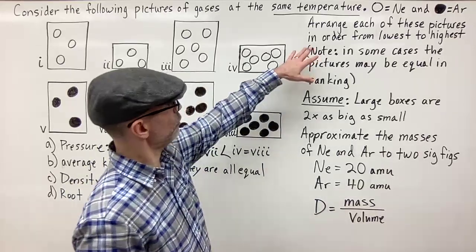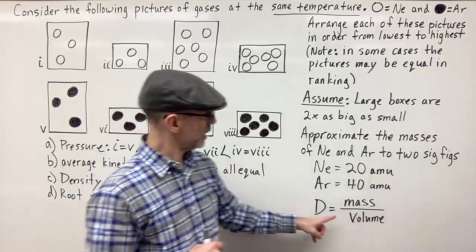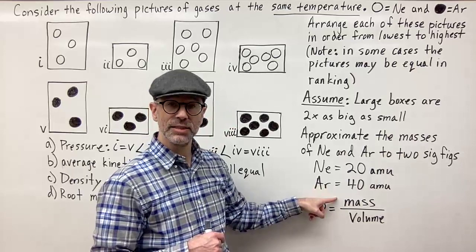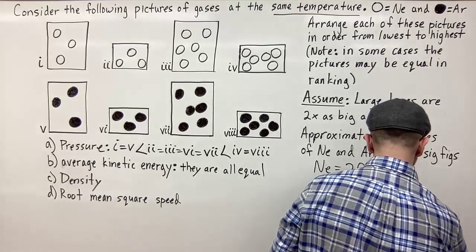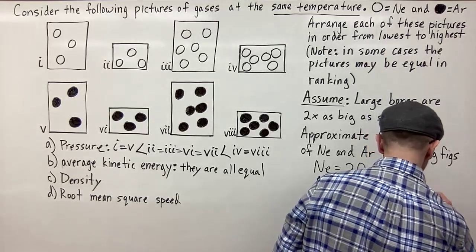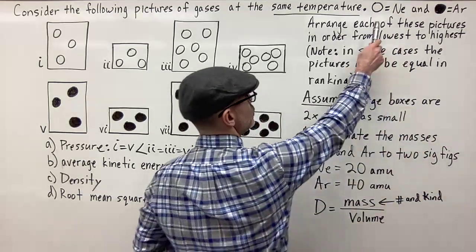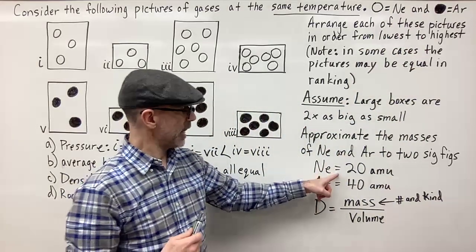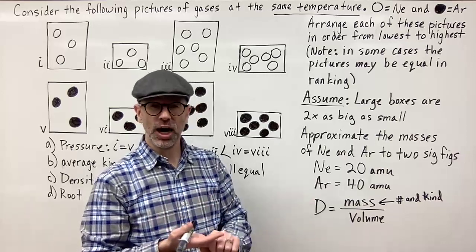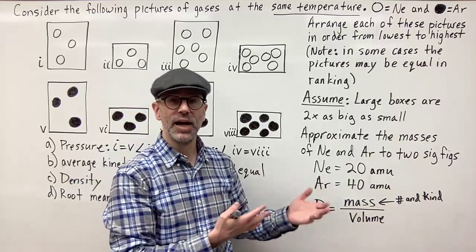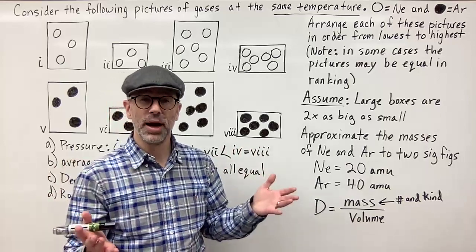So they want us to order from lowest. What's going to have the lowest density? Lowest density is going to be highest volume, least mass. And again, let me specify this. Least mass is going to be related to number and kind. Why number and kind? Because remember, we have 2 different particles, neon and argon. Neon is 20, argon is 40. Argon particles are going to be more massive. So if you have 3 argon particles in a box and 3 neon particles in a box, the argon particles are heavier, so it's going to be more dense, assuming that the boxes are equal in volume.